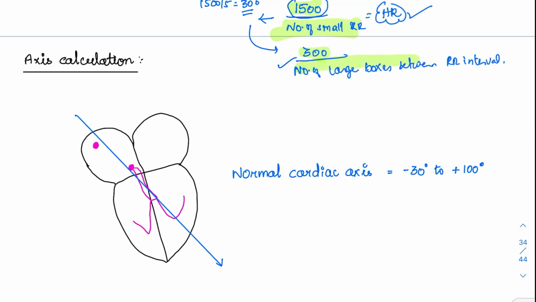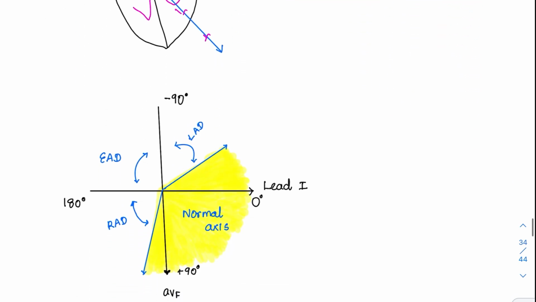Just for the normal cardiac axis, what are the degrees? If the heart lies in this position, we call it a normal cardiac axis. So the normal cardiac axis is between minus 30 degrees to plus 100 degrees. So this is the direction of the heart normally. So it is between these ranges, minus 30 to 100 degrees. Some books say 90 also, both of it is correct. So coming to this axis.